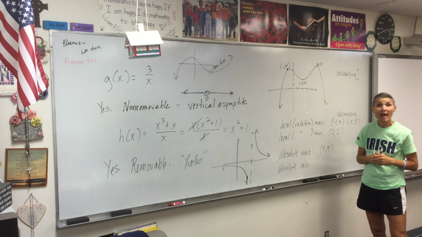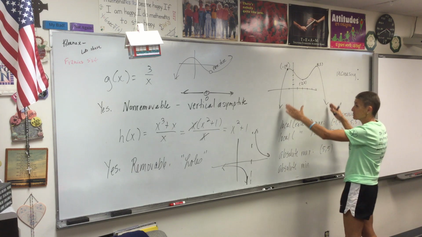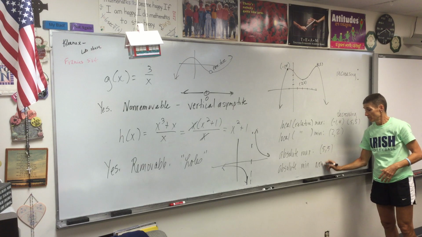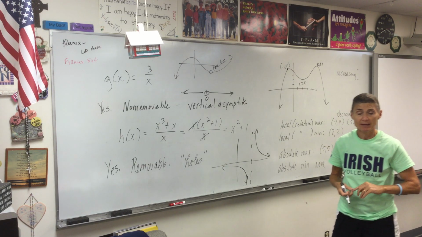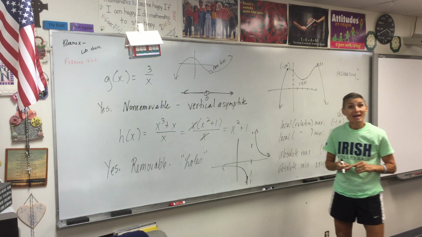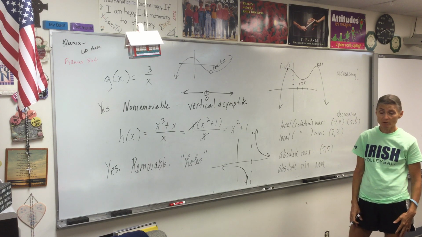Now, what about the absolute minimum? This curve does not have an absolute minimum. Why not? Because it goes down forever and ever and ever. So there isn't an absolute minimum. And when you tell somebody, oh, I've got a curve that has no absolute minimum, that tells them that it goes down forever and ever.